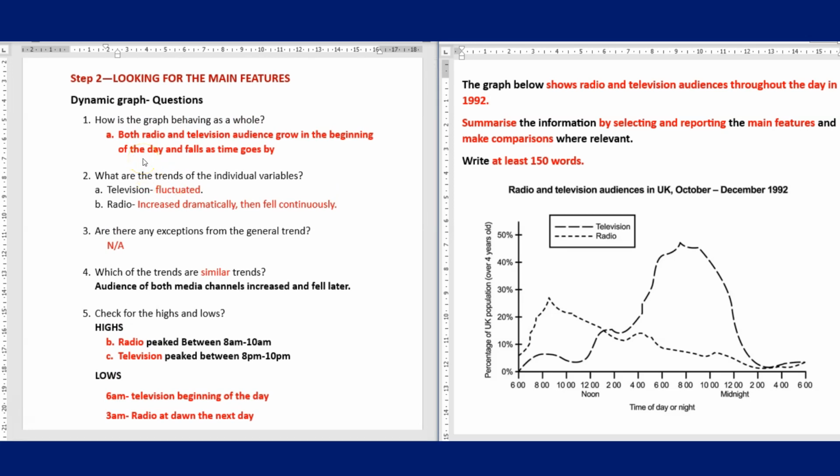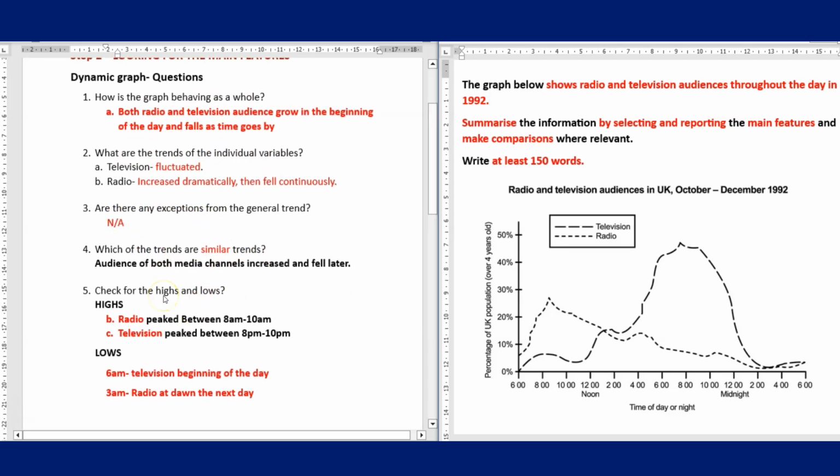Dynamic graph, you ask yourself, what is the graph? How is the graph behaving as a whole? What are the individual trends and how are they behaving? Are there any exceptions? Are there any similarities in the trend? What is the highest point and the lowest point? So all these questions, just ask yourself and answer them.